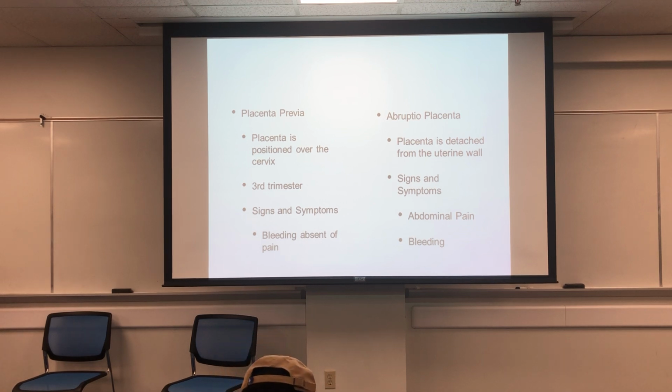And one can correct itself, and the other one doesn't. Yeah, placenta previa may, in rare instances, correct itself. And with placenta previa, you don't normally terminate the pregnancy. Placenta abruptio, the pregnancy is terminated because the placenta has been pulled from the uterine wall. Yeah.